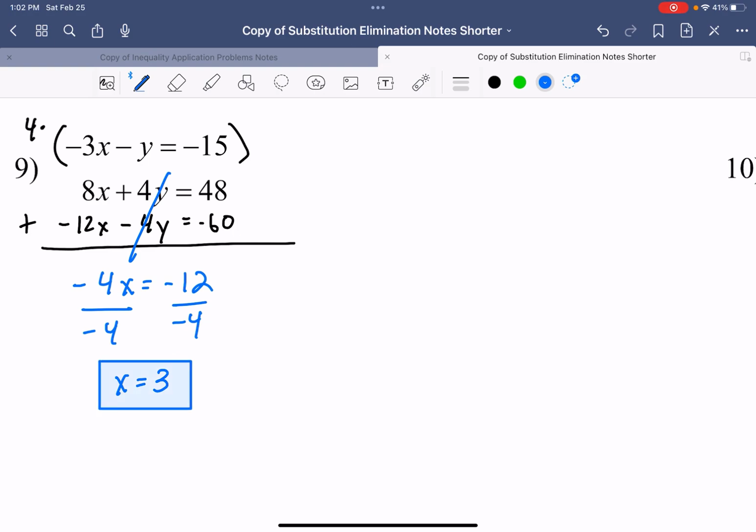Now, here's the trick. When you multiply or plug in your x, pick an original equation. Don't use this one, okay? It's gonna be yucky, all right? So either pick this original equation or this original equation to plug into. I'm gonna go ahead and pick this one because it's nice and sweet and simple.